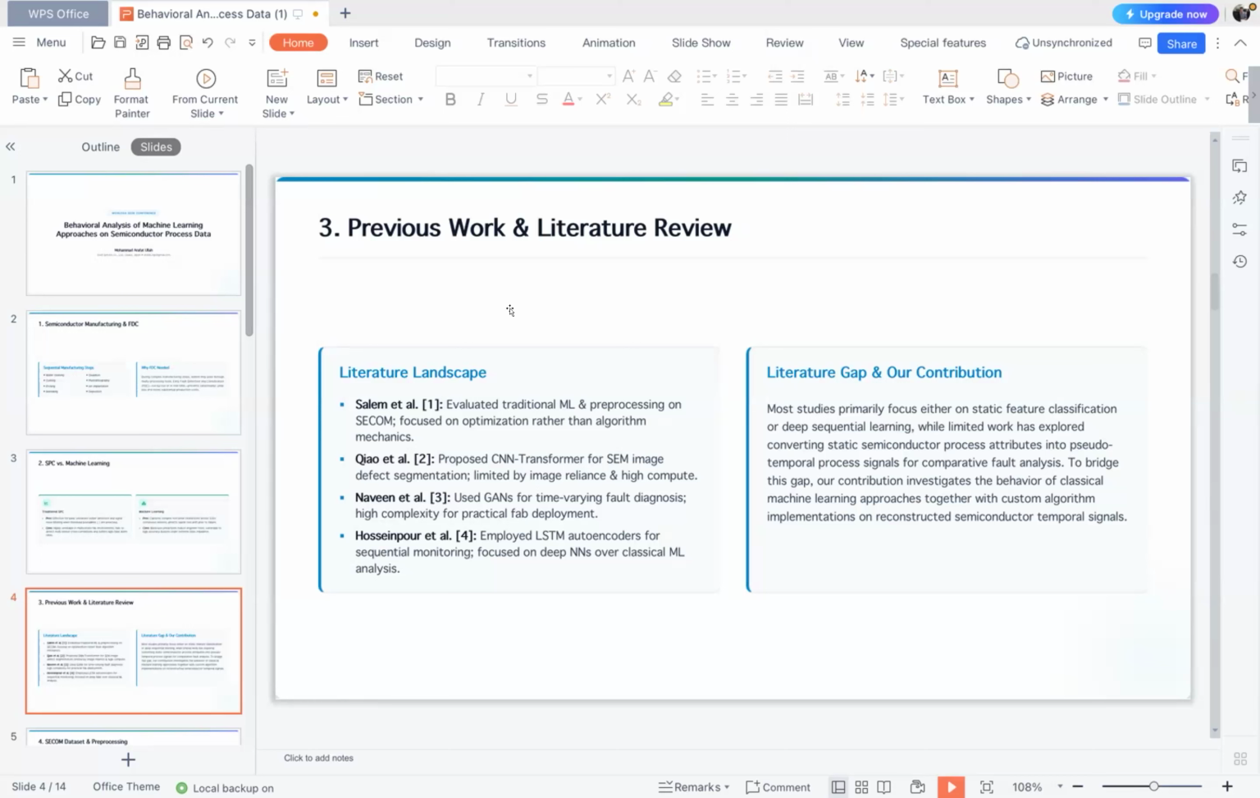In my work, most of the studies I mentioned primarily focus on either preprocessing, static feature classification, or deep sequential learning, while limited work has explored converting static semiconductor process attributes into pseudo-temporal process signals for comparative fault analysis. To bridge this gap, our contribution investigates the behavior of classical machine learning approaches, what happens underneath, together with custom algorithm implementation on reconstructed semiconductor temporal signals, since real-life semiconductor manufacturing data is temporal, not discrete features.